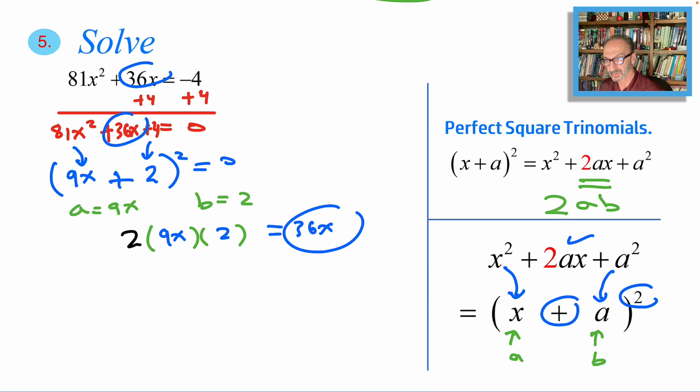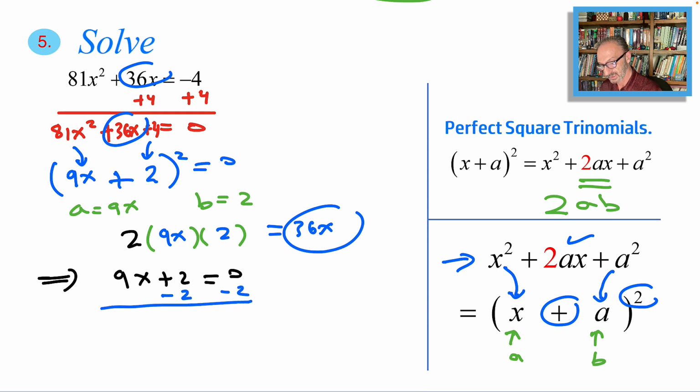So we are following the right formula, and what we have, the trinomial, is actually of this format. This implies, with the principle of zero product, that 9x plus 2 equals 0. Then we could subtract 2 from both sides, and we end up on the right with negative 2.